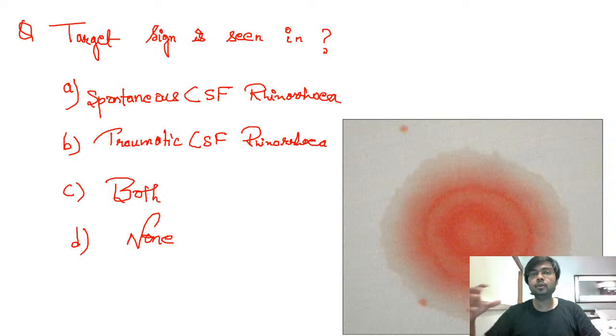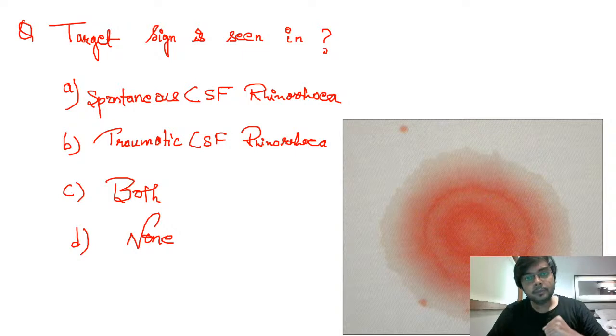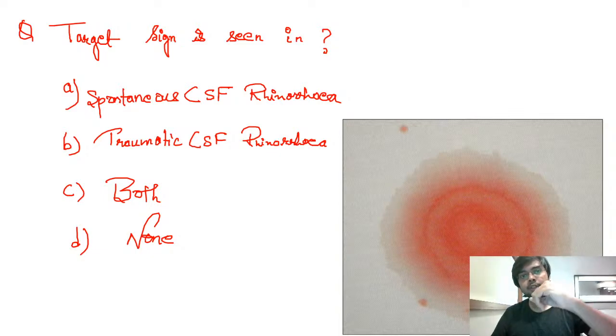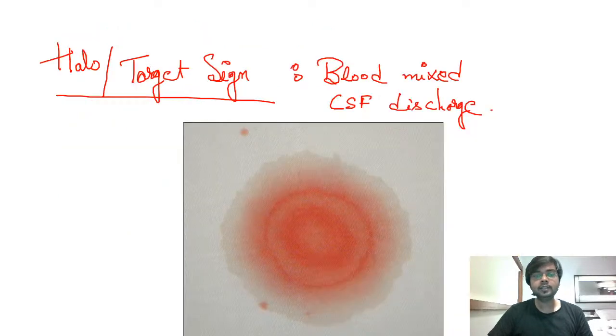Traumatic is due to any road traffic accident, or you are doing an endoscopic sinus surgery and you shook the middle turbinate, or while clearing and opening the ethmoids, you injured the base of the skull or the cribriform plate. Then it can lead to traumatic CSF rhinorrhea, where you will get this target sign or the halo sign, where the CSF will be blood mixed.